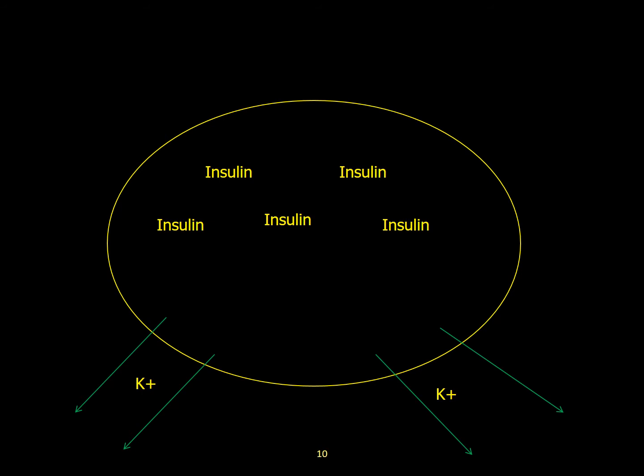And at rest, any cell at rest has channels open that allow potassium to leak out, and that's just the thing that maintains this cell at rest. So the important thing to remember in terms of drug therapy is that at rest, the beta cell has insulin in it. It's just waiting for something to come along and stimulate its release, and potassium channels are open. This maintains the resting state.